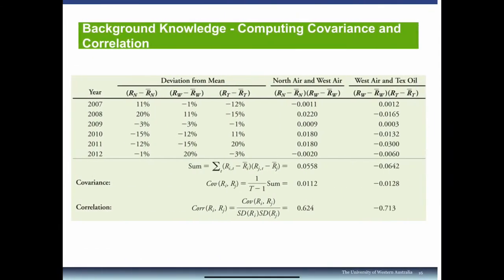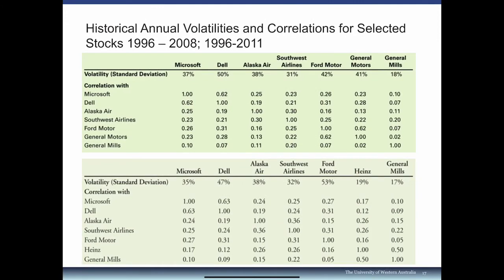All right. So let's look at some historical annual volatilities and correlations for selected stocks. Let's say here we have Microsoft, Dell, another airline company, Southwest Airlines, Ford Motor, General Motors, General Mills, and you can think about here, the correlation of Microsoft with Dell is highly correlated, 62%, not surprising as it's the same industry, the IT industry, but the correlation between Microsoft and Southwest Airlines is relatively low, 0.23. And it's quite interesting to point out that none of the correlations is negative, right?